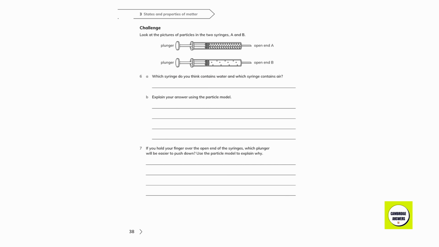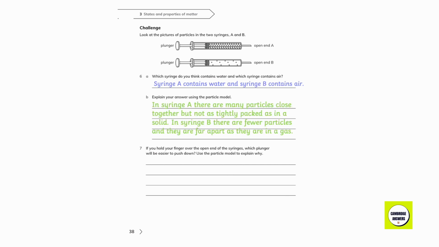Look at the pictures of particles in two syringes A and B. Which syringe do you think contains water and which syringe contains air? Syringe A contains water and syringe B contains air. Explain your answer using the particle model. In syringe A, there are many particles close together, but not as tightly packed as in a solid. In syringe B, there are fewer particles and they are far apart as they are in a gas.